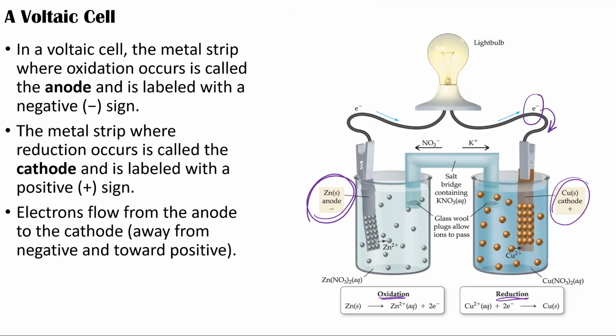So on the anode side is where oxidation takes place. Anode is oxidation. They both start with vowels. That's how I always remembered it. And the prefix "an" means negative, like anion. And then we have the cathode is where the reduction side is.